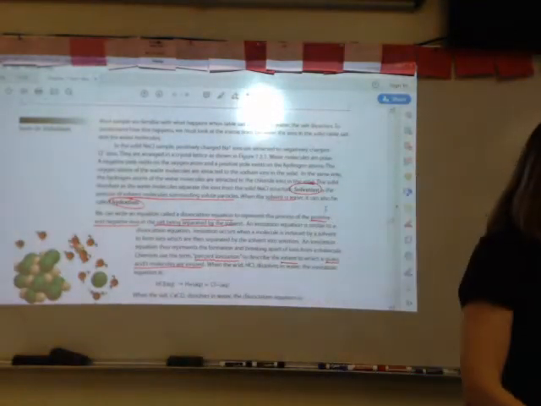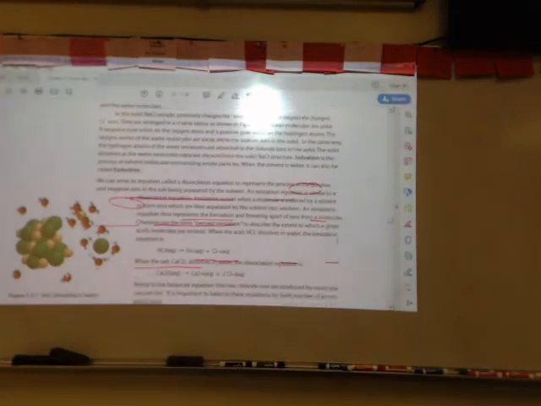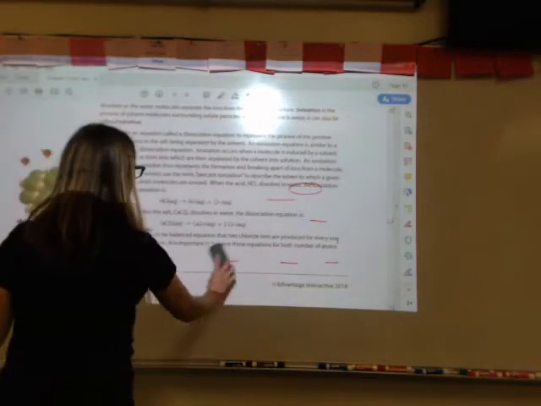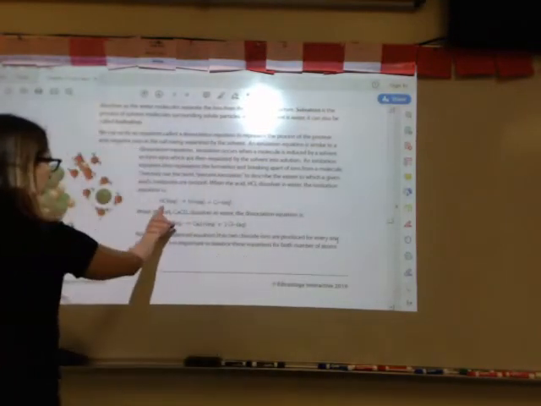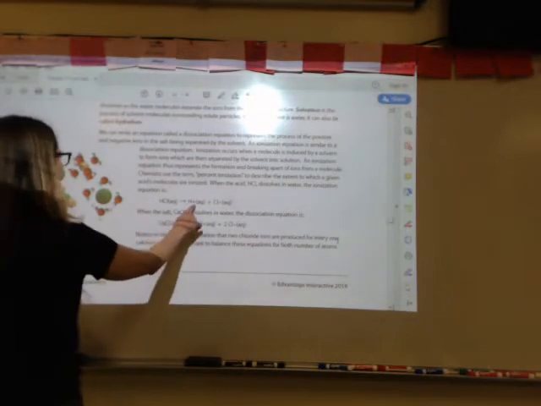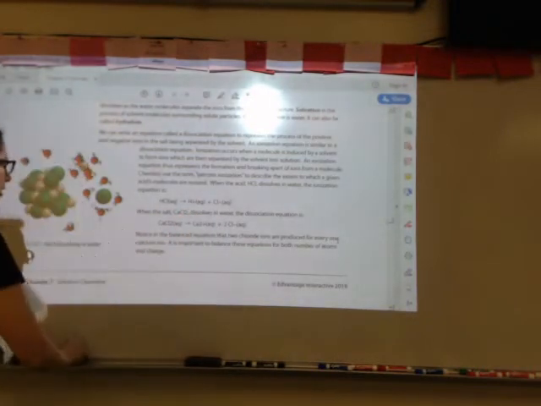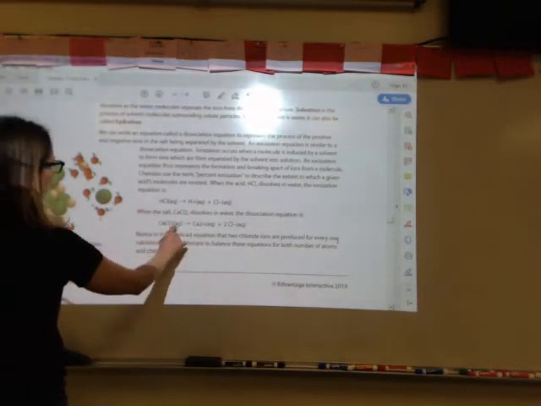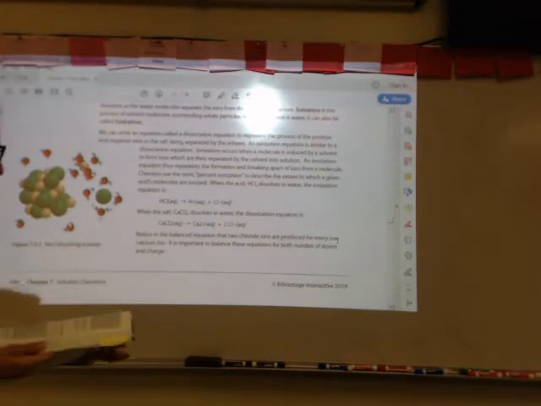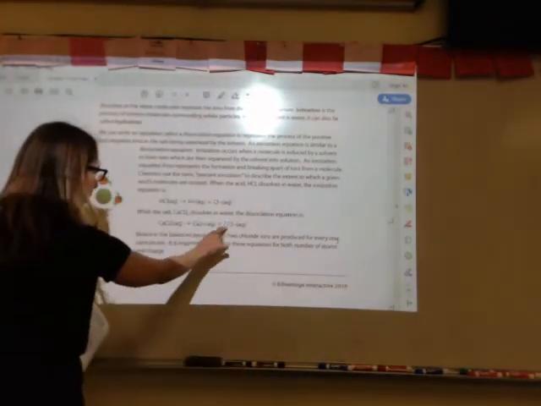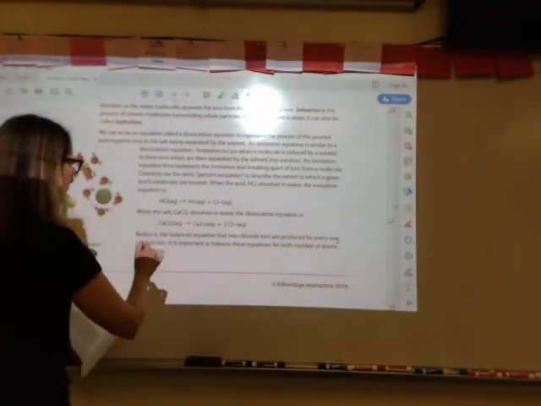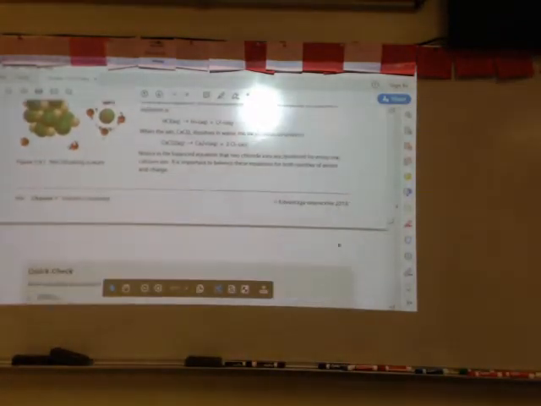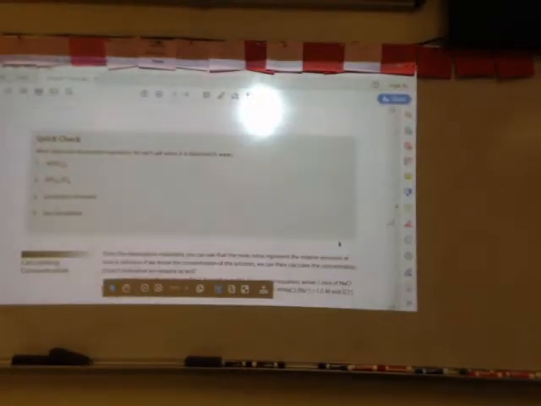When you're looking at HCl, which is hydrochloric acid dissolving in water, its ionization equation is given here, where you have hydrochloric acid dissociating into hydrogen and chloride ions. If you have a salt like calcium chloride dissociating, you're going to form a calcium ion and 2 chloride ions. And you have to make sure that you balance the number of ions that are being formed on the product side with the number of ions that you have on the reactant side. So let's take a look at the quick check on the next page.